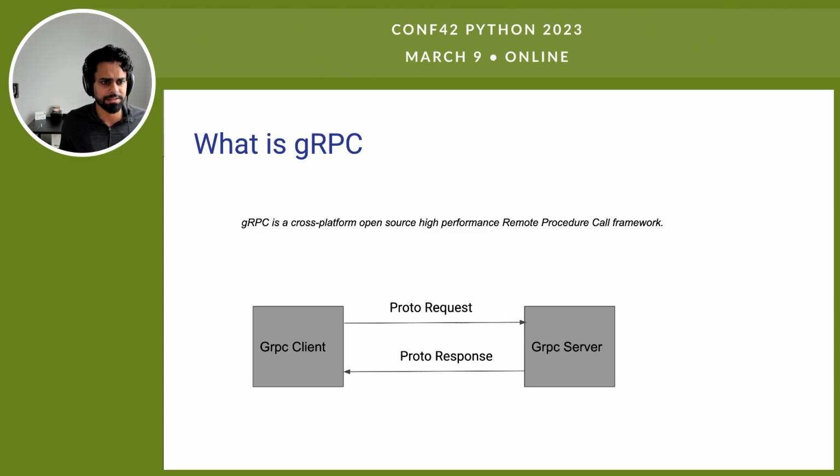Well, gRPC is a cross-platform, open-source, high-performance remote procedure call framework, which is a fancy way of saying gRPC is a way to invoke procedures on other services in a very fast and performant way. It uses a bunch of technologies under the hood in order to ensure that this is possible. And we will look into those later on in this talk. The way gRPC works is very simple and very similar to regular APIs. The client makes a request to the server and the server responds.